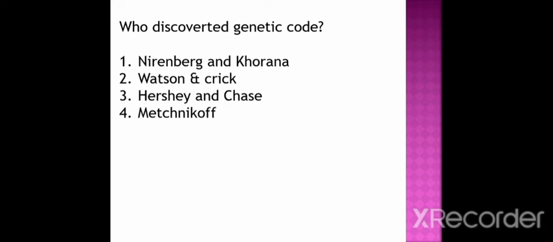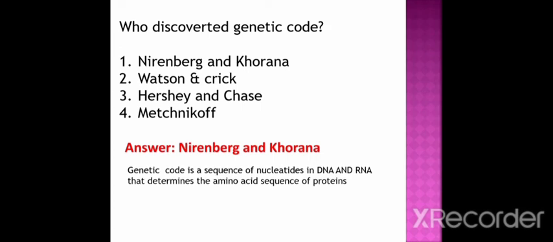Who discovered the genetic code? Option 1 Nirenberg and Khorana. Option 2 Watson and Crick. Option 3 Hershey and Chase. Option 4 Metchnikoff. And the correct answer is Nirenberg and Khorana. So what is the genetic code? Genetic code is a sequence of nucleotides in DNA and RNA that determines the amino acid sequence of protein.